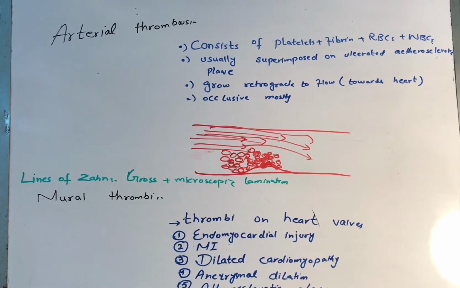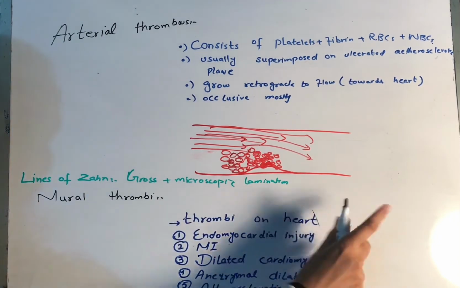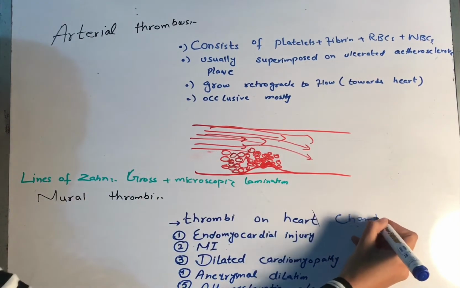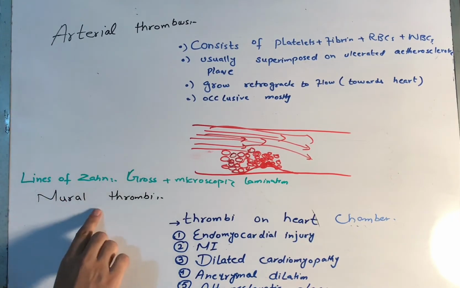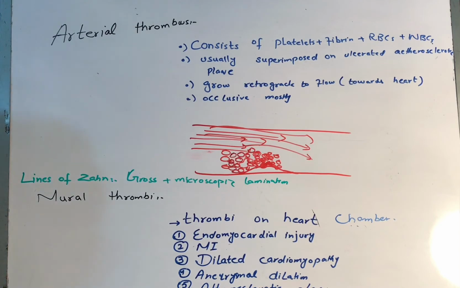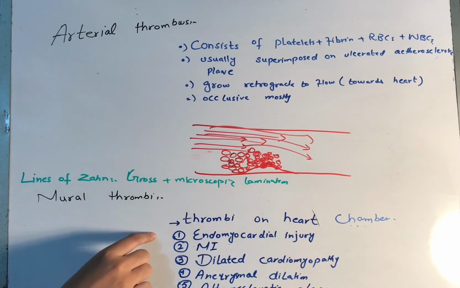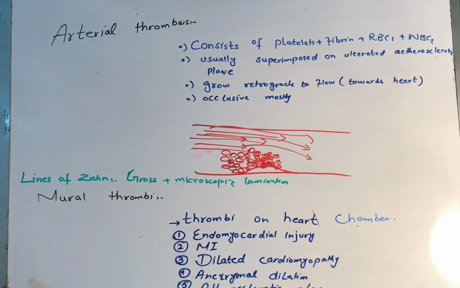Now let's move towards the mural thrombi. The thrombus formation in our heart chambers is called mural thrombi. The thrombi that are found in our heart chambers and in the aorta are called mural thrombi. Thrombus formation is stimulated whenever there is some endomyocardial injury, like our myocardium is injured and some endothelial region becomes exposed, and that will lead to the accumulation, adhesion and aggregation of platelets, and that's how thrombus formation is favored. Second thing is myocardial infarction.